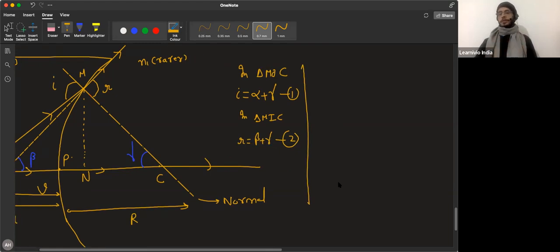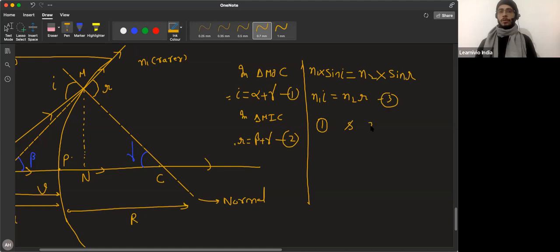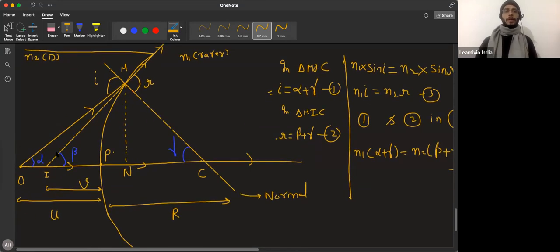The next, just like the previous case, we apply Snell's law: N1 sine I is equal to N2 sine R. Small angle approximation, so I write N1 I is equal to N2 R. The same derivation, line by line. The only difference is this thing. Let's call this 3. We can substitute 1 and 2 in 3. When we do these substitutions, I will get N1 into I, which is alpha plus gamma, equal to N2 into R, which is beta plus gamma. That's equation number 4.